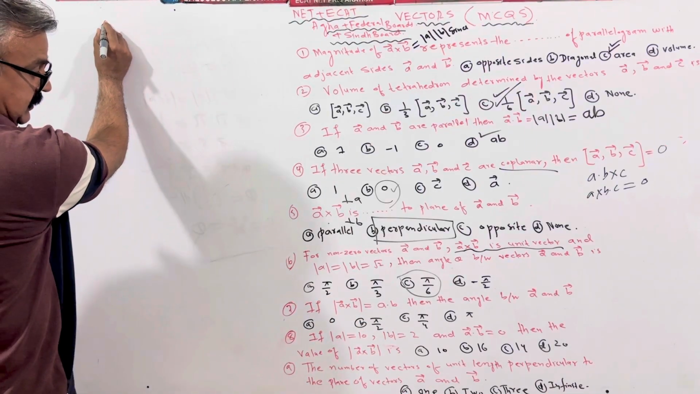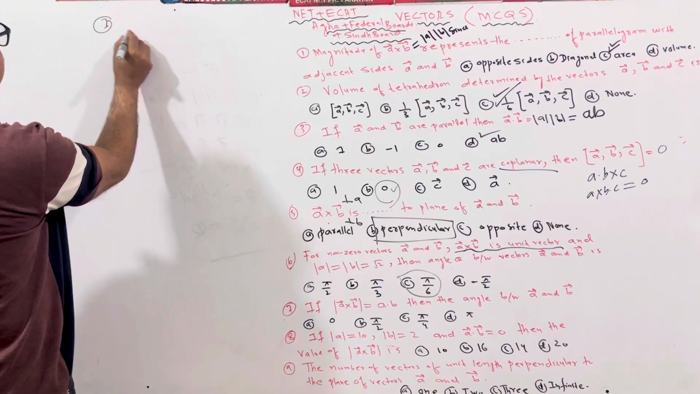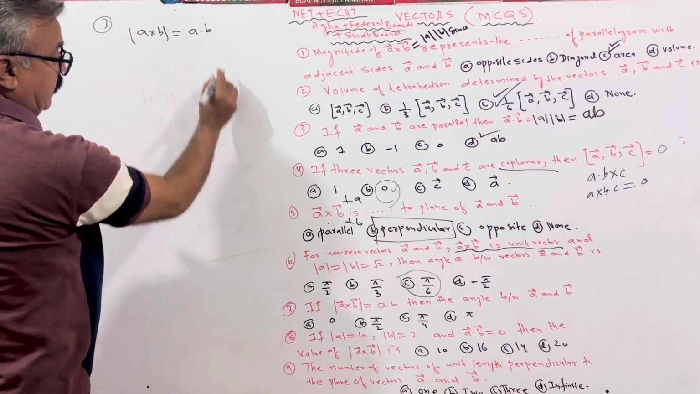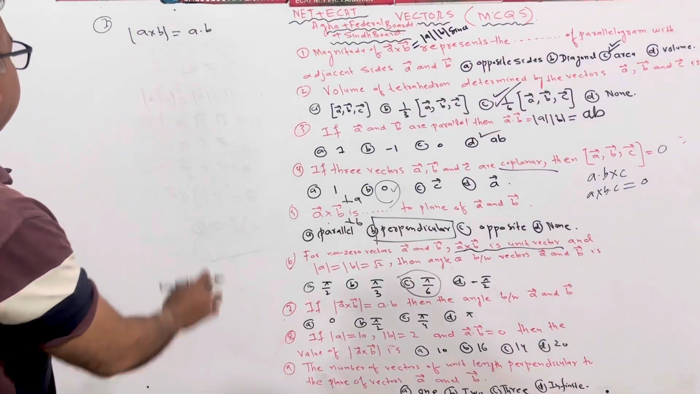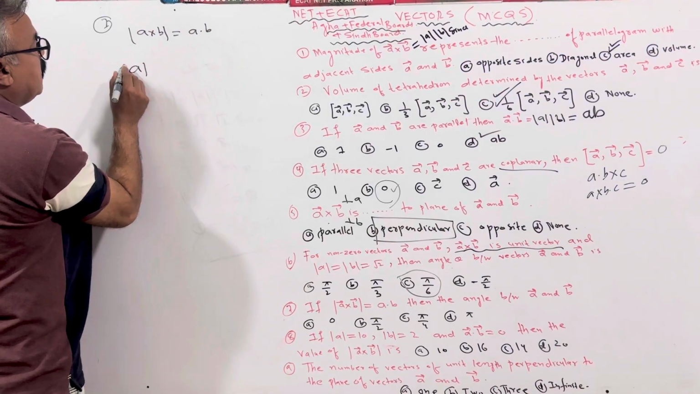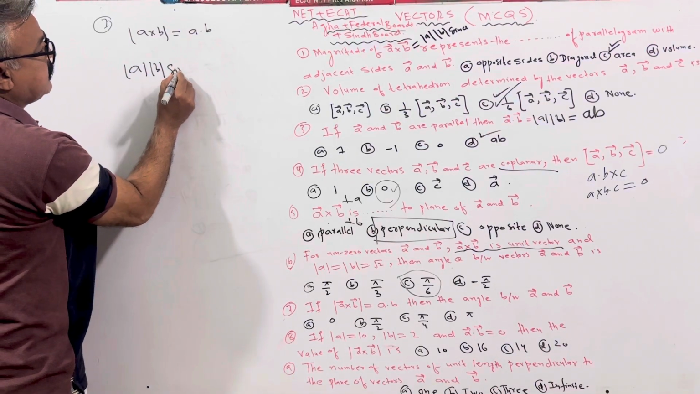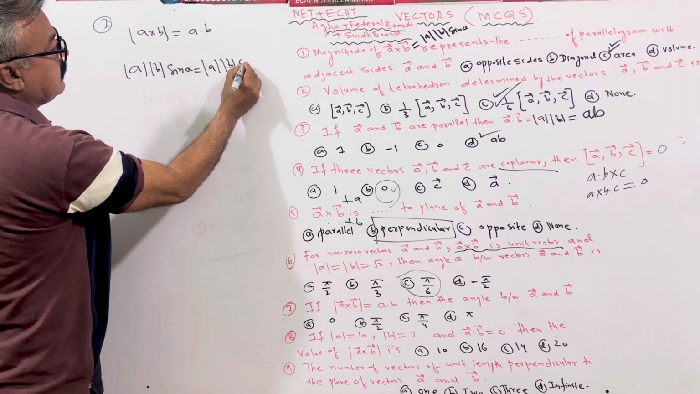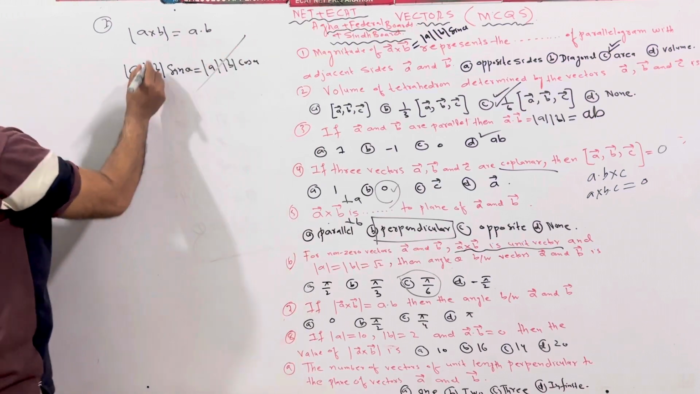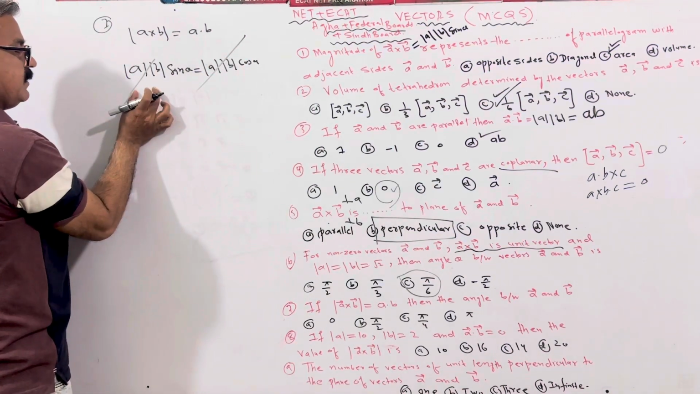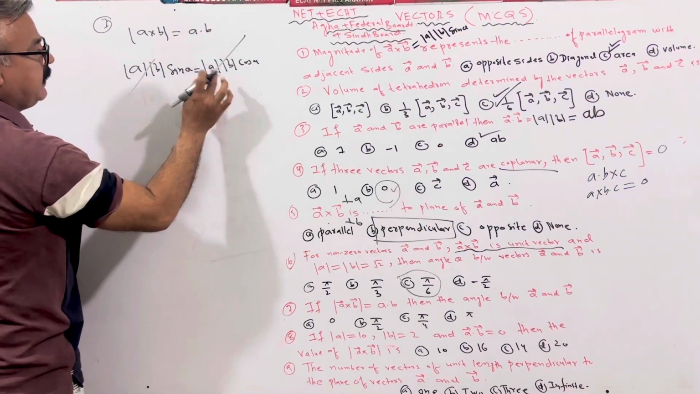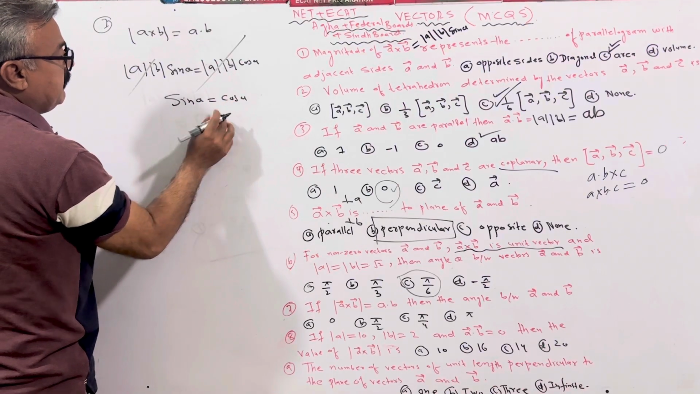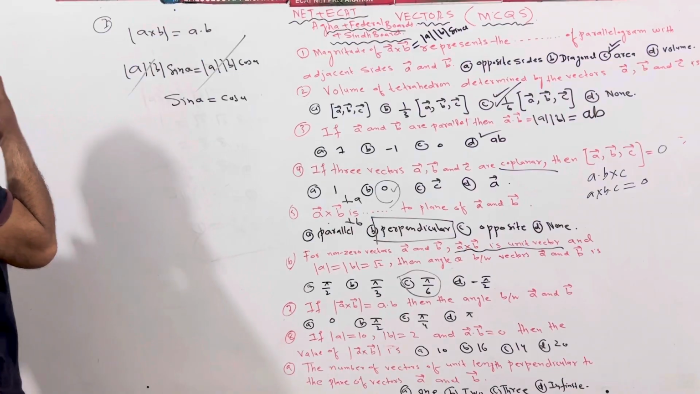Question number 67. Yes, the magnitude of A cross B is equal to A dot B. Then find the angle. A cross B is given by mod A, mod B sine theta, and A dot B is given by mod A, mod B cos theta. They cancel out. Sine theta is equal to cos theta. Mathematically, they are equal at 45 degrees or pi upon 4.